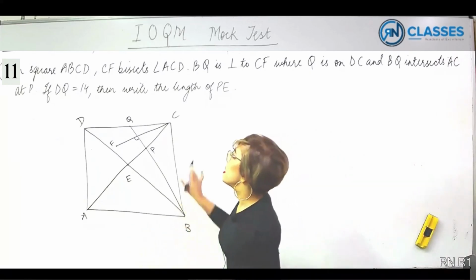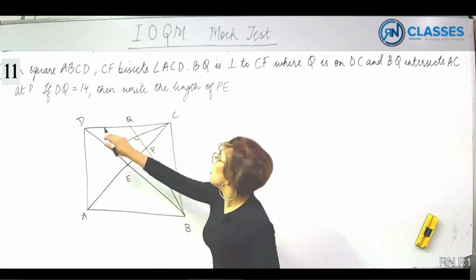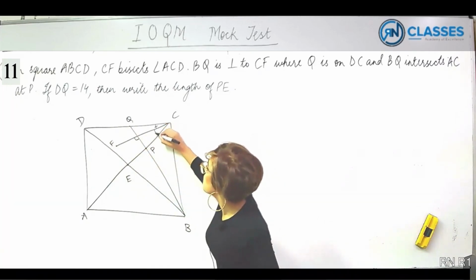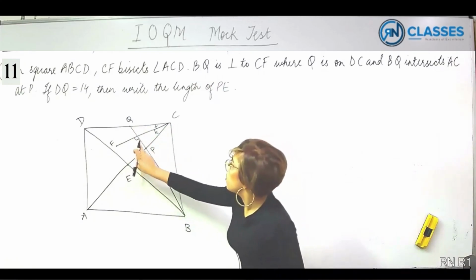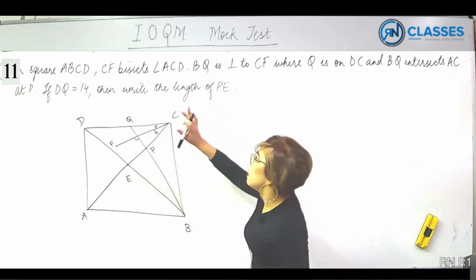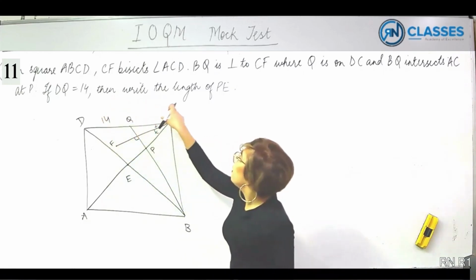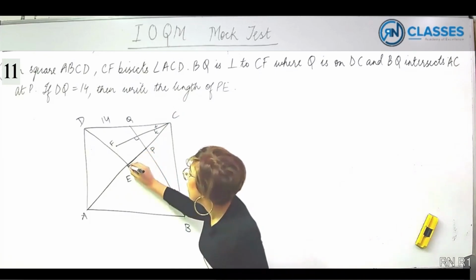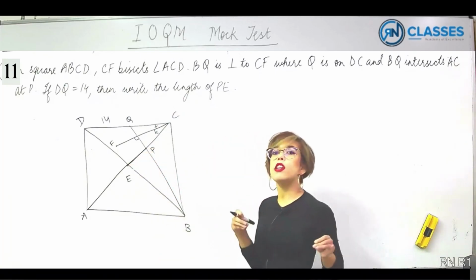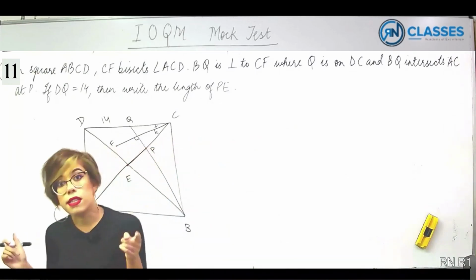In square ABCD, CF bisects angle ACD. So that means this angle is equal to this angle. BQ is perpendicular to CF. So this 90 is marked. Now DQ is given to be 14. Then write the length of PE. So PE is here, right? So let me just try to remind myself the properties of the square. All the sides are equal.